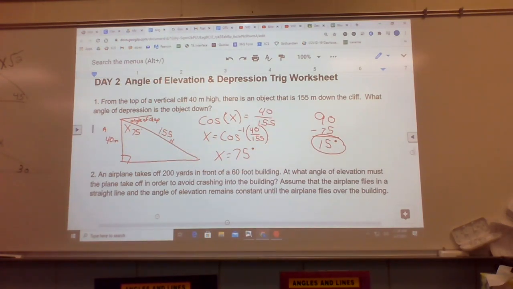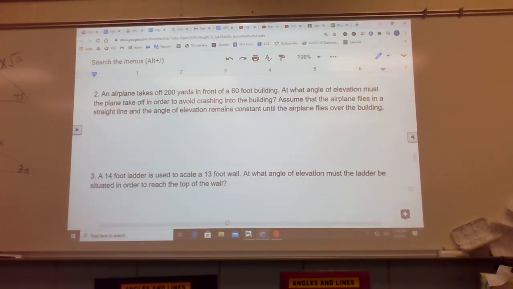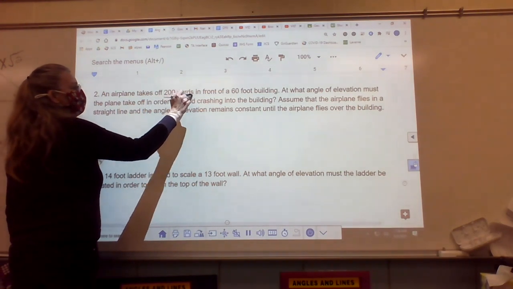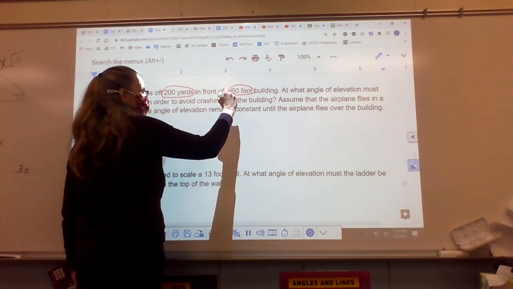Yeah. So let's look at number 2. An airplane takes off 200 yards in front of a 60-foot building. At what angle of elevation must the plane take off in order to avoid crashing into the building? Assume the airplane flies in a straight line and the angle of elevation remains constant until the airplane flies over the building. Now, the first thing that we notice, they say that it's 200 yards in front of the building, and the building is 60 foot or 60 feet.